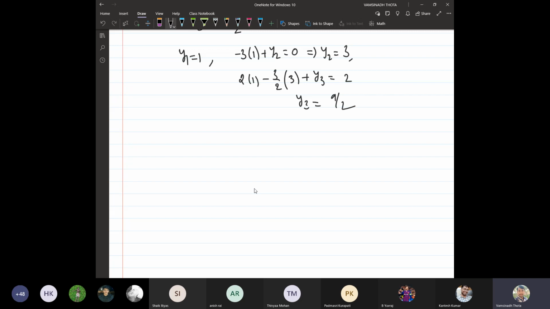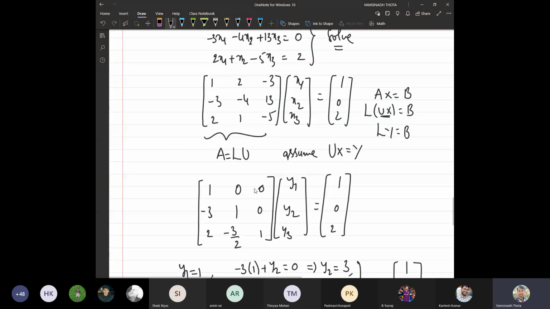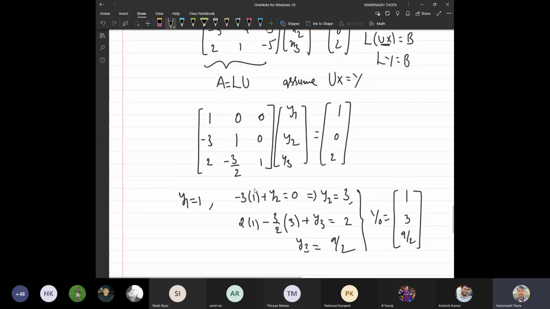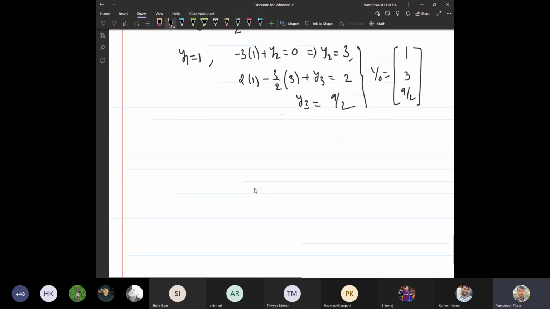So with all these, what is the solution? Y1 is 1, y2 is 3, and y3 is 9 by 2. Is this the solution for the given system of equations? No, this is the solution for L into Y is equal to B. But what we need to evaluate is x.